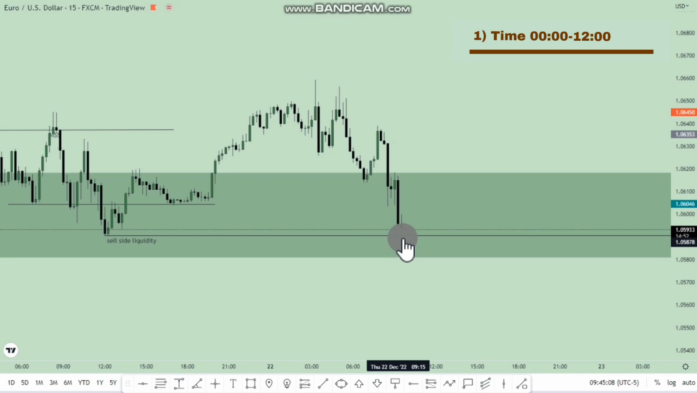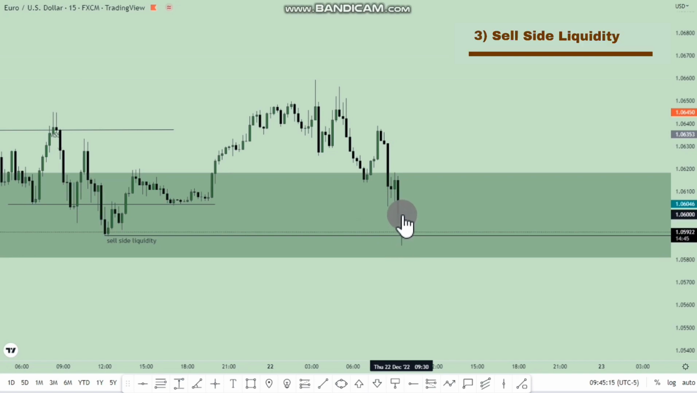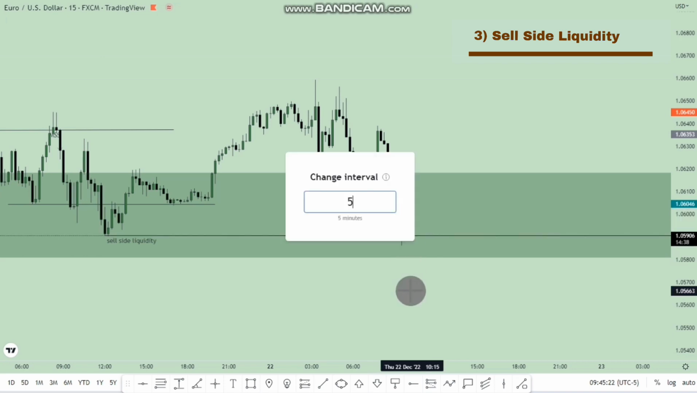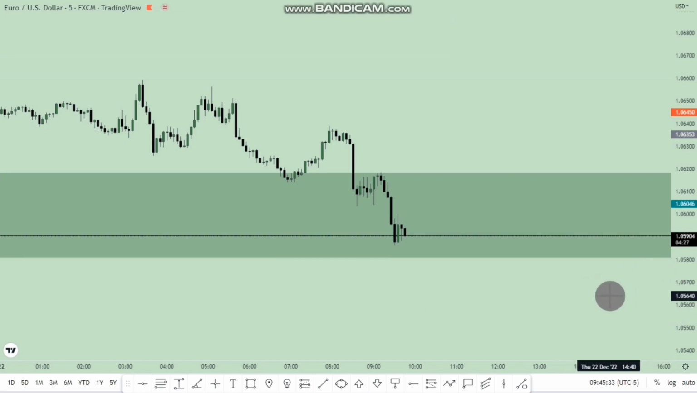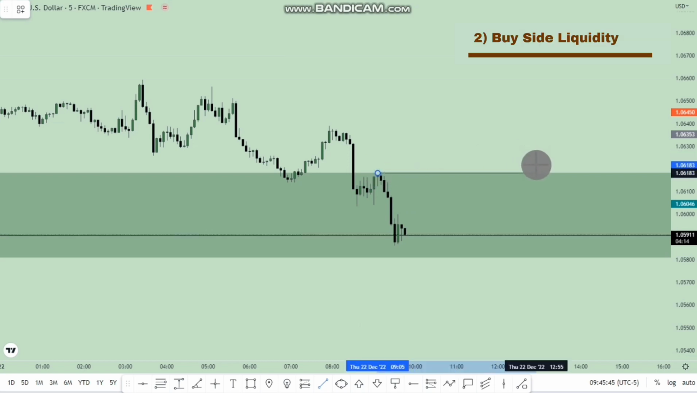On Thursday, when I came to the market, price was taking out an old low, so now my bias is automatically bullish. I go to the lower time frame so that I can have more structure, because you can see price was just a straight line, but now in the 15-minute you can see there is a structure in the market. So I have to mark my buy side liquidity that I will be targeting. So this is my buy side liquidity that I will be targeting, and that's where I will be taking my profits.